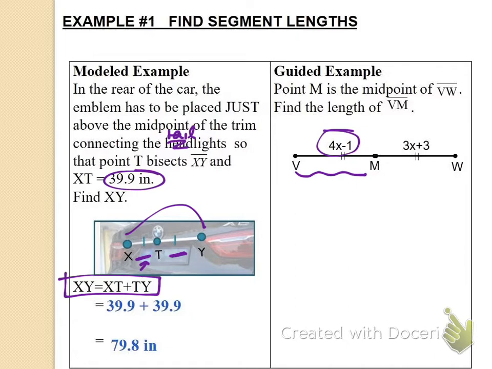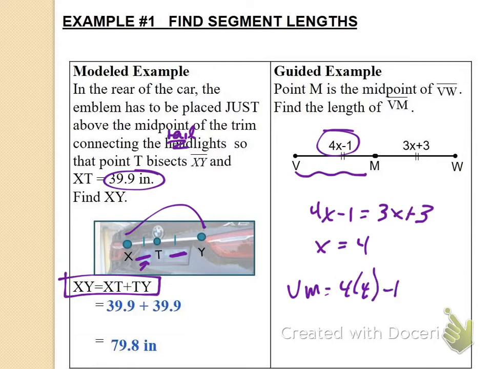Well, since VM and MW are supposed to be the same length, we can take these two expressions and set them equal to each other. Subtract 3x, add 1, x is 4. So now that we know x, we can plug in 4 for x and figure out what VM is, which is going to be 15.